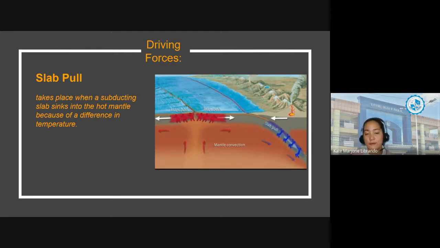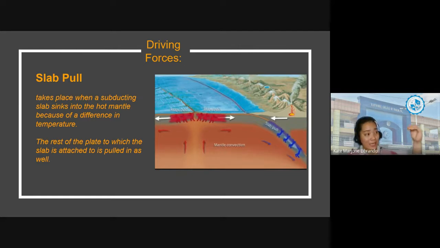So this mantle convection also influences the occurrence of the slab pull. This is a force that pulls down the oceanic crust down to the mantle, and the rest of the plate to which the slab is attached is pulled in as well. That is a slab pull. If you have seen here, the slab pull is pulling the oceanic crust towards the mantle.